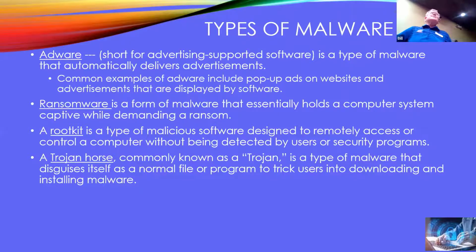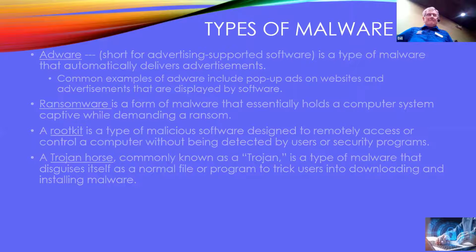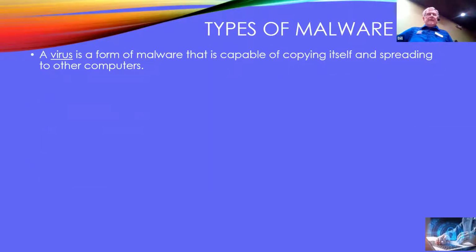We're going to skip a bunch of these. Trojan horse, that makes sense, right? You're getting a virus on your computer. It's hidden in something else that you loaded on your computer. A virus is a form of malware capable of copying itself and spreading to other computers. So you get a virus on your computer, and it is designed so that if you send an email, for example, from your computer to someone else with an attachment, it's buried in the attachment and it goes to another person and it spreads. Okay.